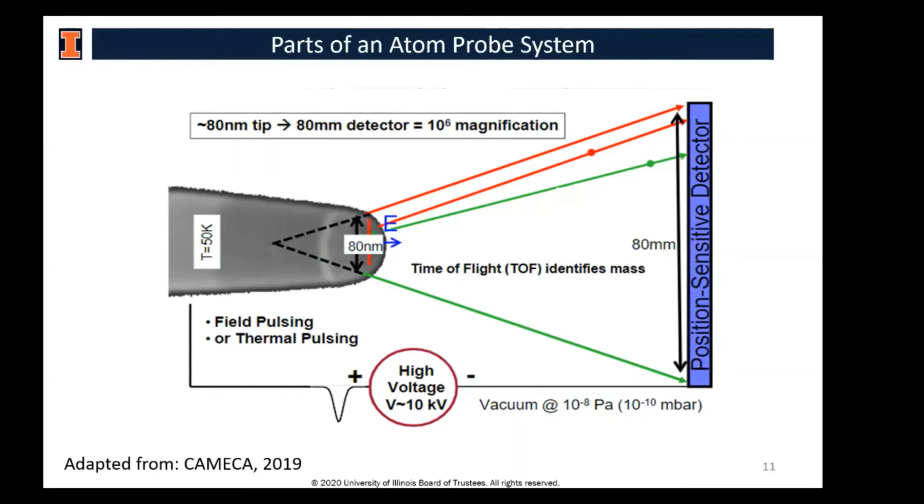We rather start field emitting atoms after ionization, and then the ionized atoms move from the left to the right in the strong electrostatic field. If the tip has a radius of roughly 80 nanometers, then the detector, a typical channel plate, is roughly 80 millimeters in size. So we see that the arrangement has a magnification of about 1 million or something like this.